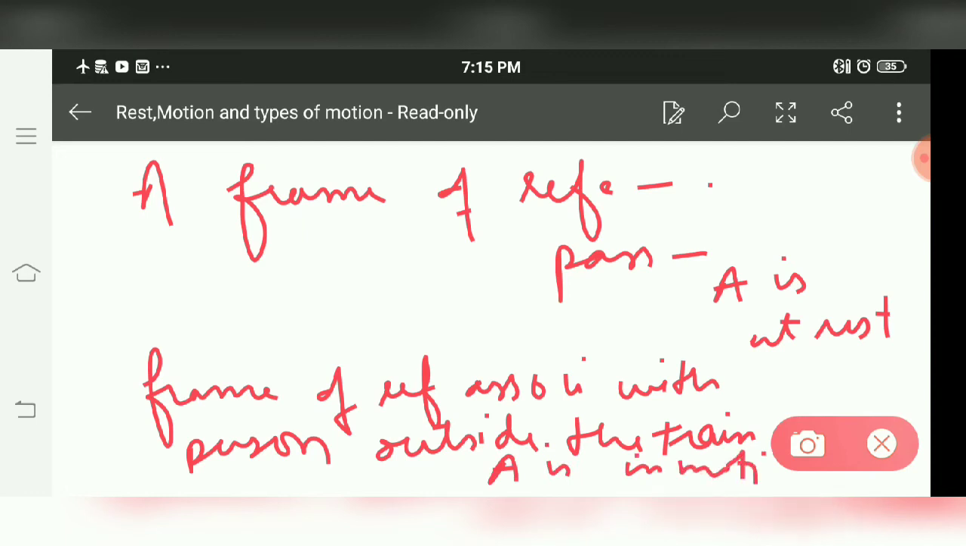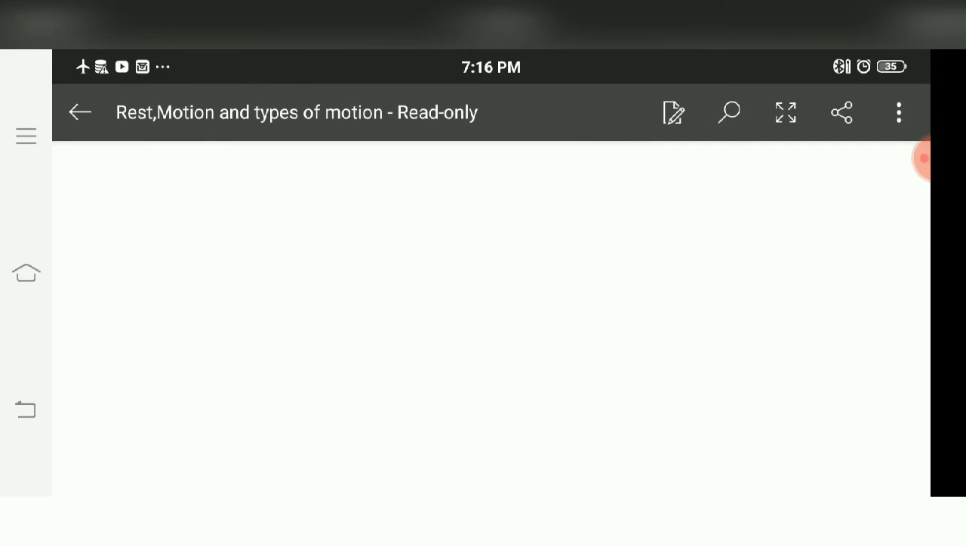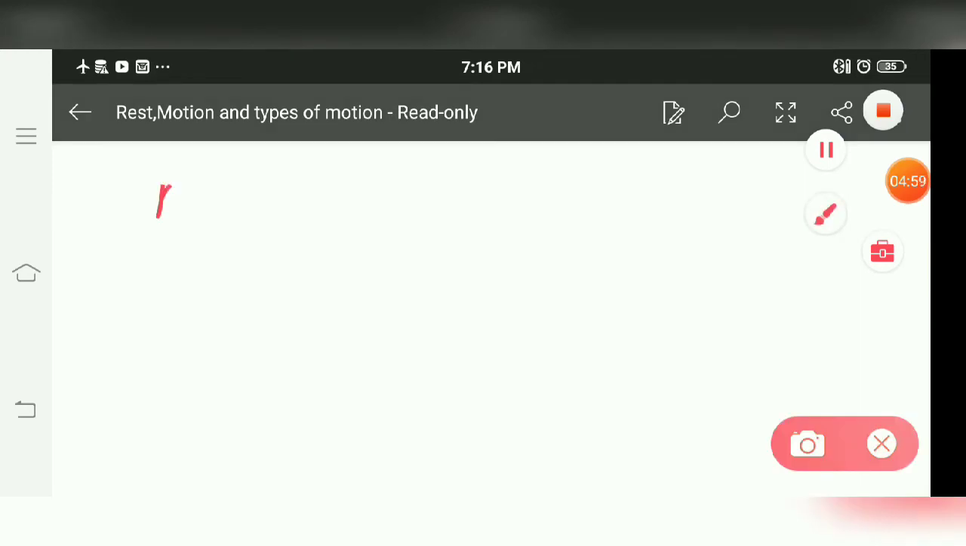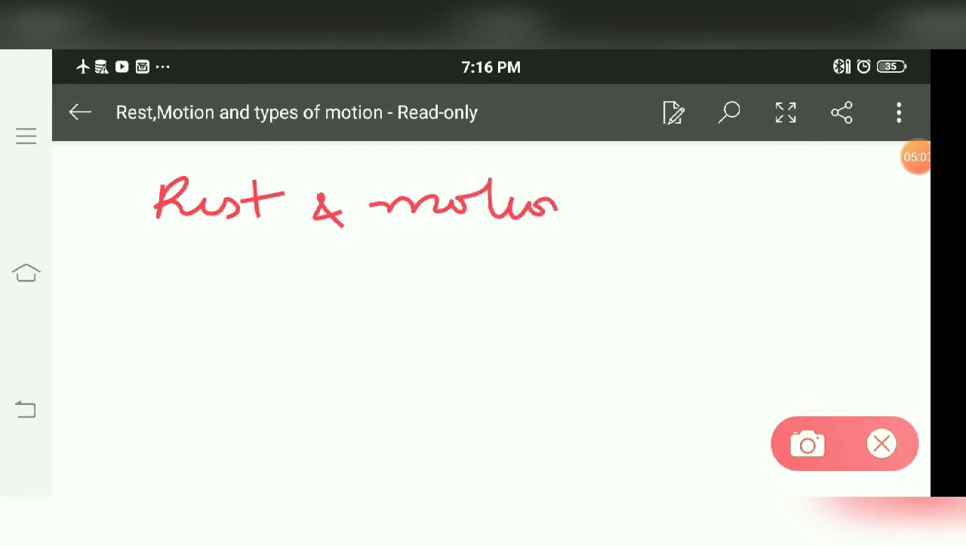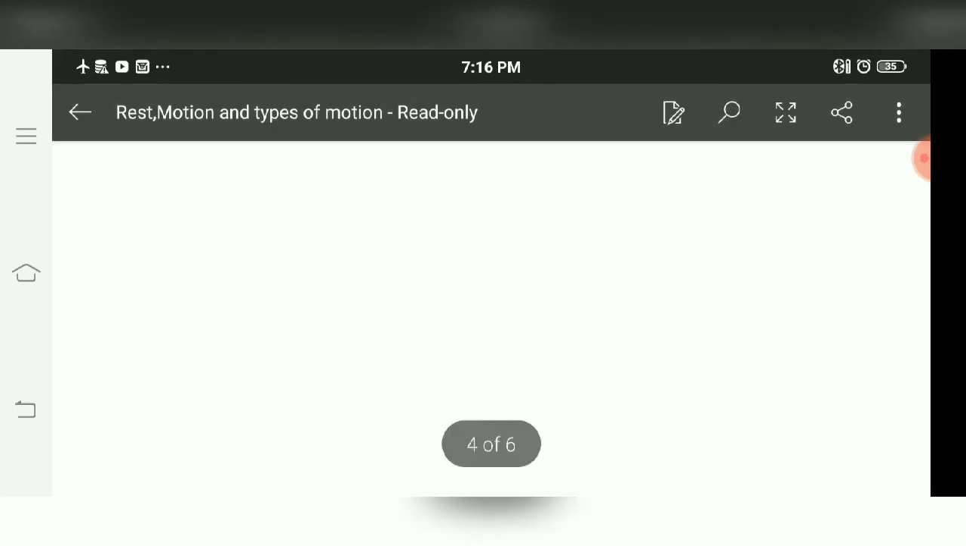So what we observe is that A is at rest and A is in motion simultaneously. So if a body is at rest according to one frame of reference, it can be in motion according to another frame of reference. So we can say that rest and motion both are relative terms. Now next, types of motion.